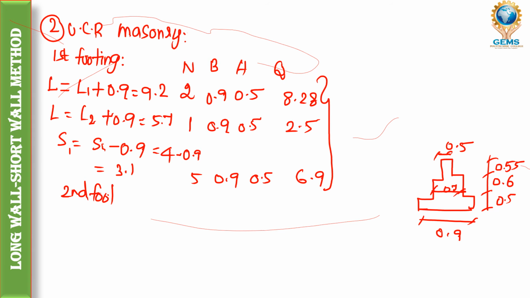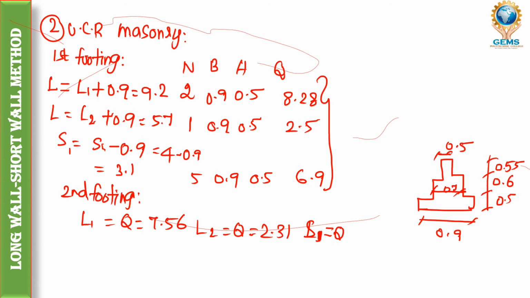I will just write the quantity value of second footing and third footing. For second footing, for L1, if we substitute L1, quantity equal to 7.56 we will get. Then if we substitute L2, the quantity equal to 2.31 we will get. You just solve using the same procedure using the section. Then for S1, short wall, if we do the same procedure, the quantity is 6.93.